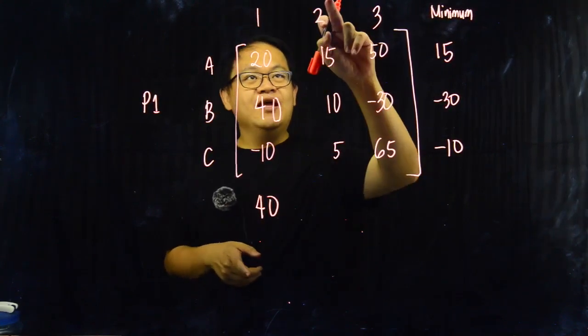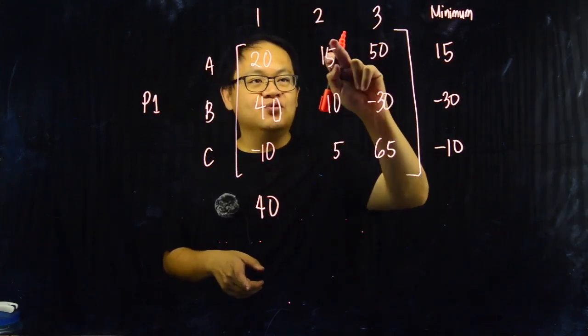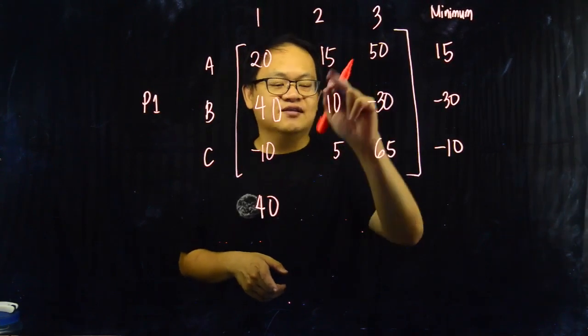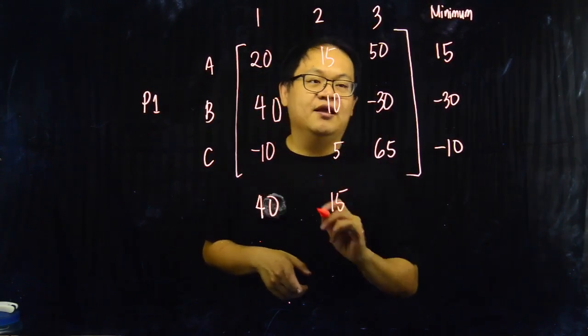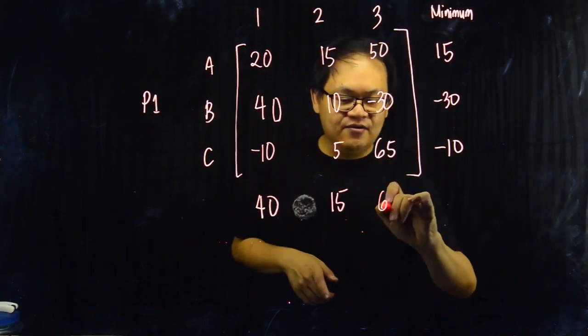In the same way, the worst case scenario for player 2, if player 2 chooses 2, is 15. Because between 15, 10, and 5, 15 is the worst. And finally, for strategy 3, the worst case scenario is 65.